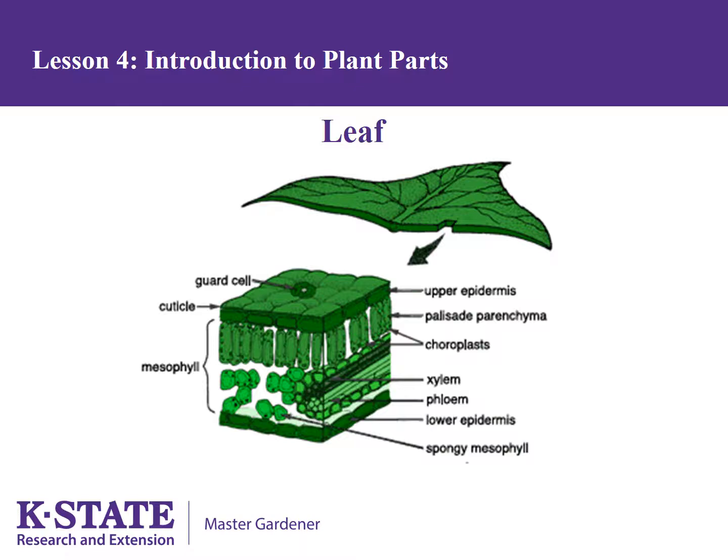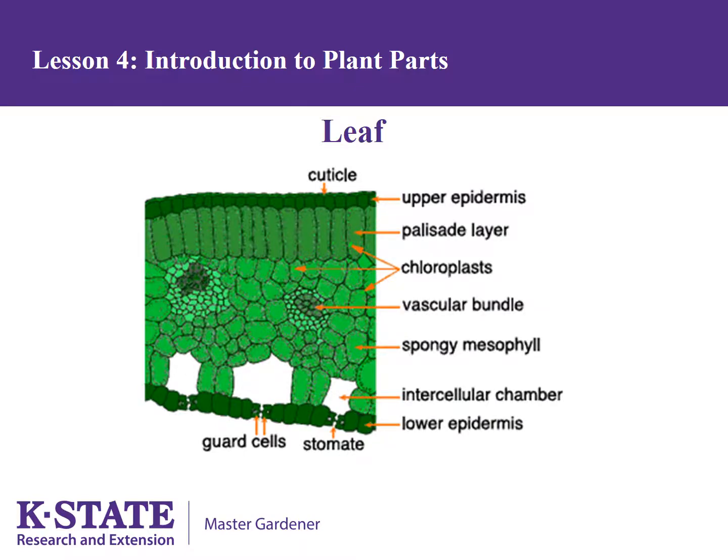Remember, photosynthesis absorbs carbon dioxide and gives off oxygen, and a leaf must be able to allow carbon dioxide in and oxygen out. The bottom of the leaf has structures called stomates. These are breathing pores that allow gas exchange. They allow carbon dioxide in and oxygen out.